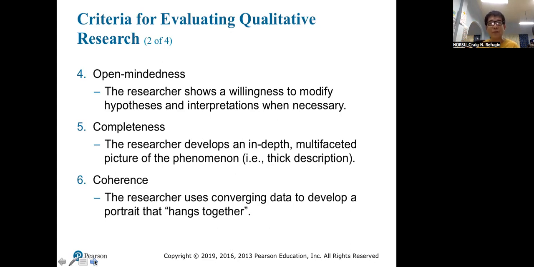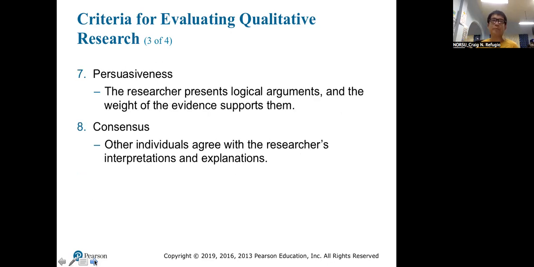Coherence. The researcher uses converging data to develop a portrait that hangs together. So, you know what coherence is in our English language courses. But here in research, we're going to converge the data. We are going to collect the data, present the data, analyze the data, interpret the data scientifically so that you're able to have a better analysis and interpretation of the data that you have actually collected.